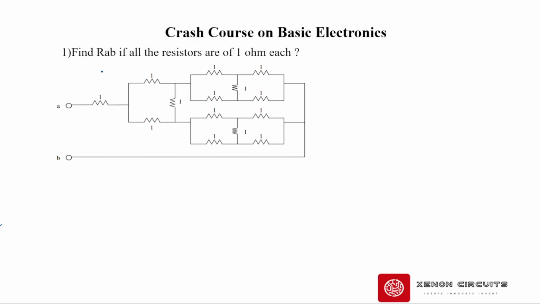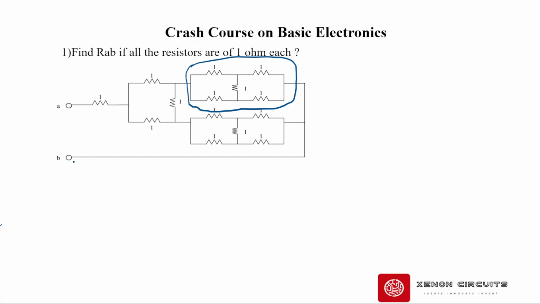Okay, the first question is find the RAB, which is the R equivalent if all the resistors are of 1 ohm each in this network. So just by looking at this network, we can say that there are several resistors. Some of them are connected in series, some of them are connected in parallel. But this is something which is neither series nor parallel, right? Some of you might be able to recollect that this might be the Wheatstone bridge, which you might have learnt in your high school physics, right?